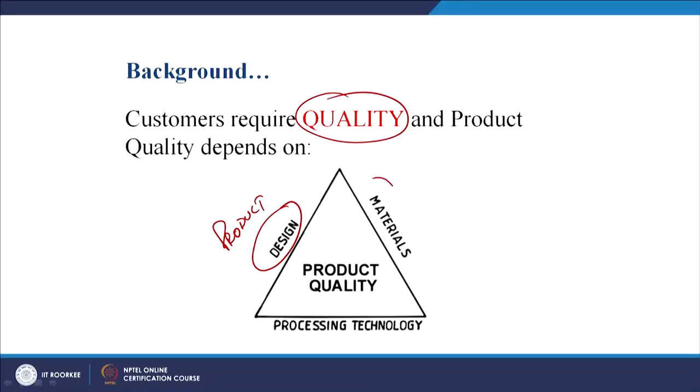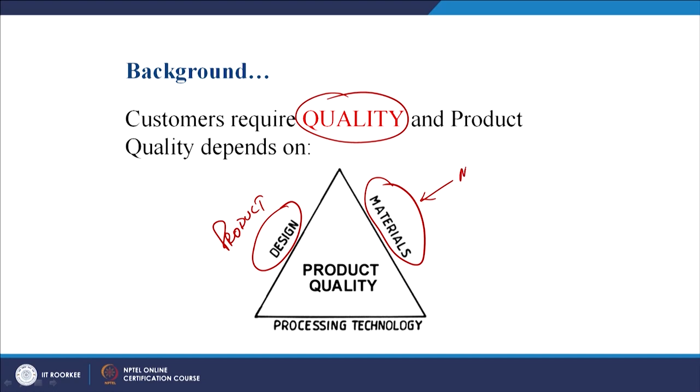The second is the materials that are going to be used. As I have already told, this is a product made out of plastic, then there can be products made out of metals, products made out of wood, and each and every material will have dedicated specific manufacturing processes. Those will be used for processing the materials. So therefore, from the materials point of view also, we must have the understanding of the manufacturing guidelines. Why?